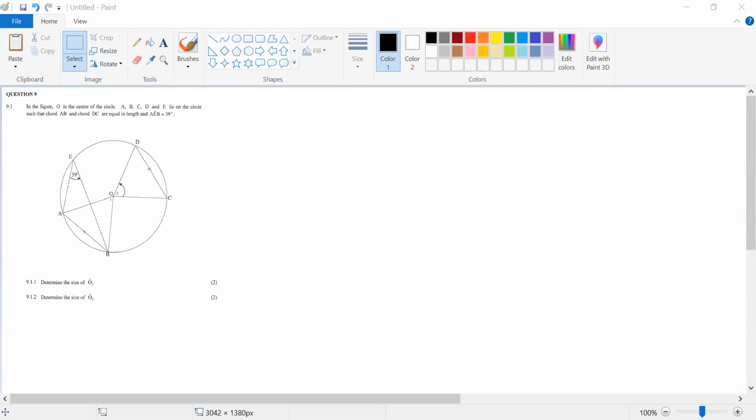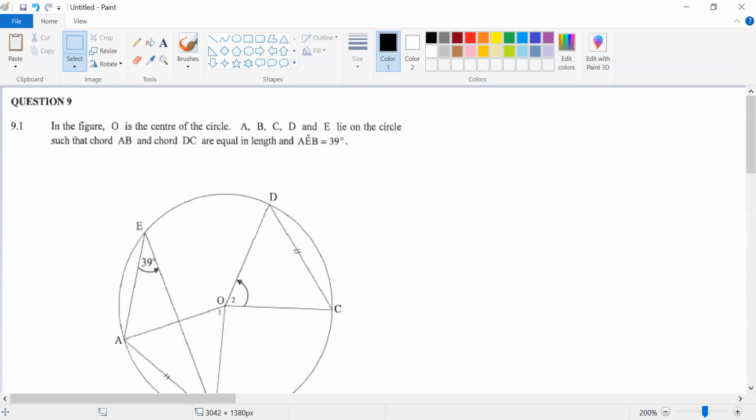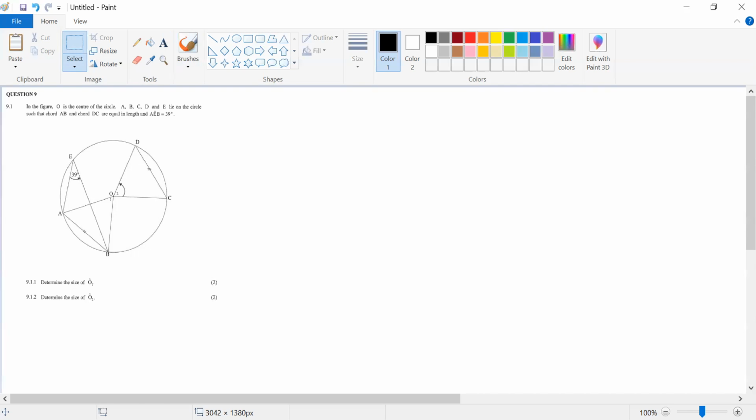Generally, in the first few questions, we're going to just be using one or two theorems. And what we can see is that we have an angle at center, angle at circumference, equal chords, exactly the same setup as 2017, which is kind of going to mean we're going to use just the angle at center formula and the angle subtended by equal chords theorem as well.